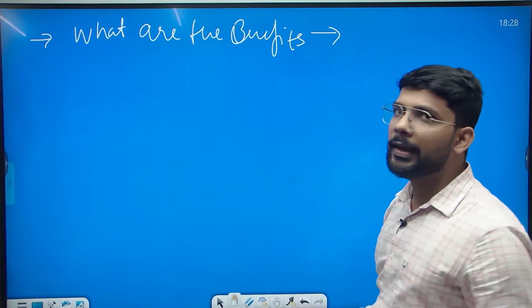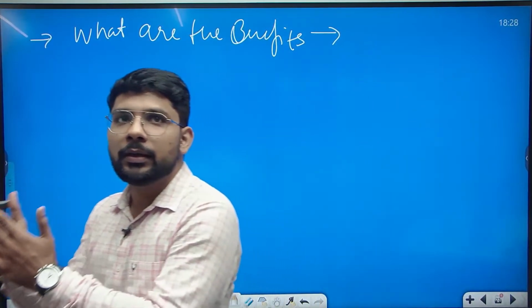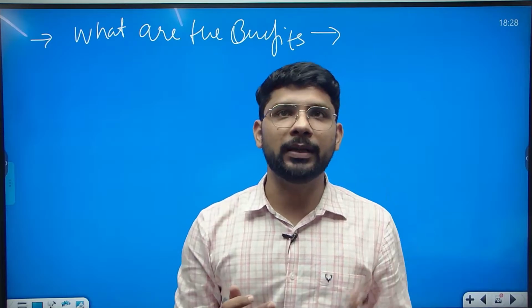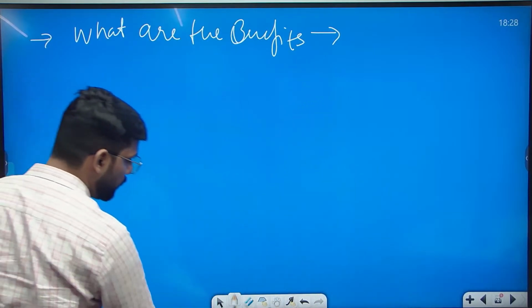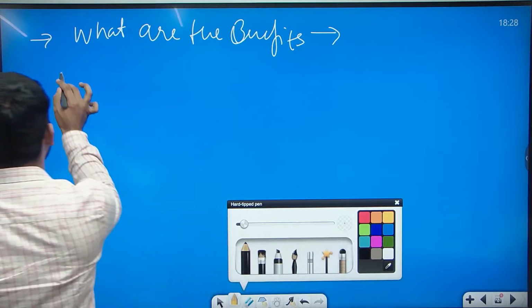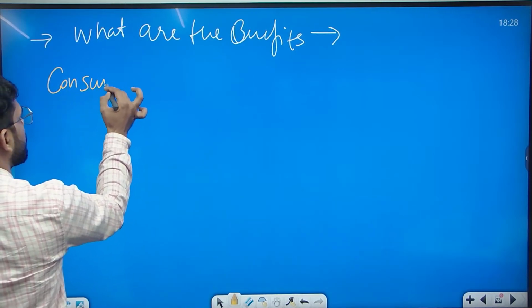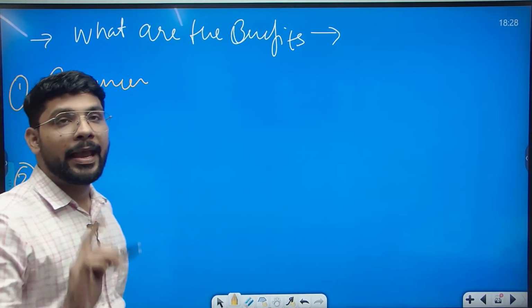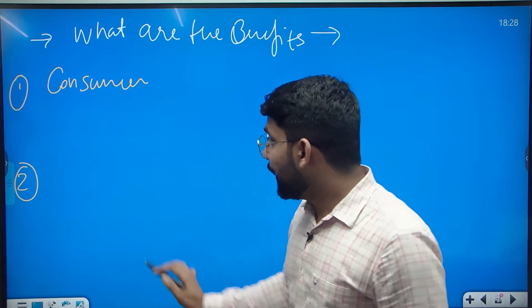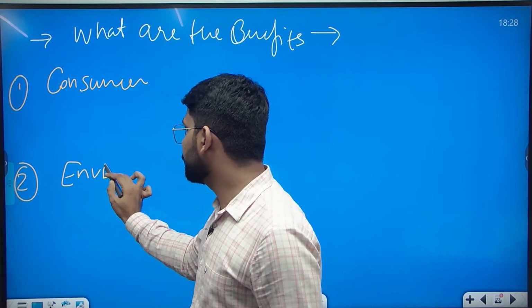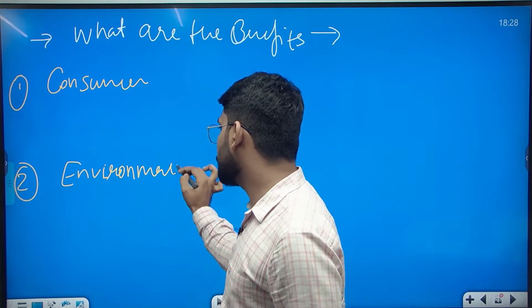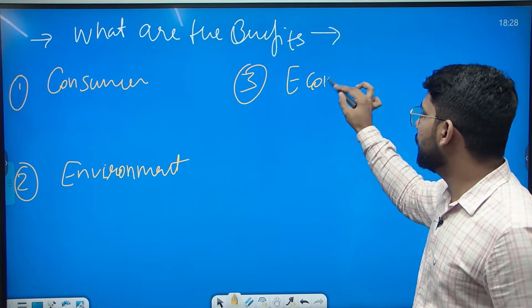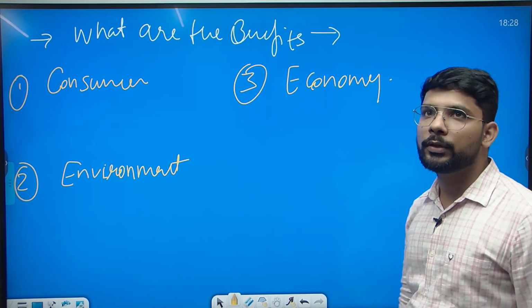Here we can divide the benefits into three subcategories. One is for the consumers, meaning for humans. Second, as per the environment, benefit for the environment. And third is the benefit for the economy.